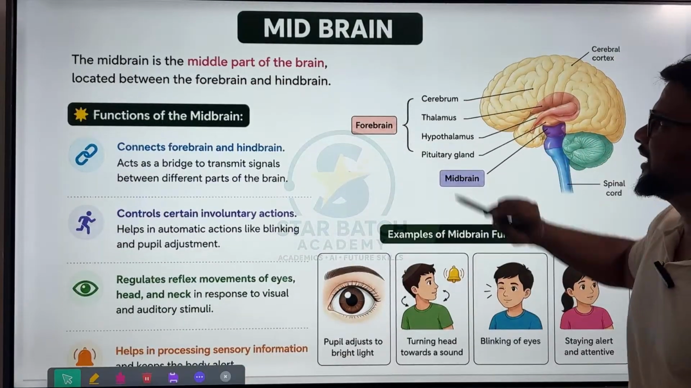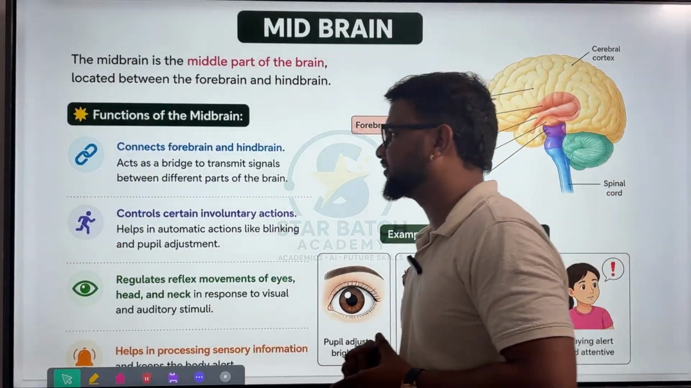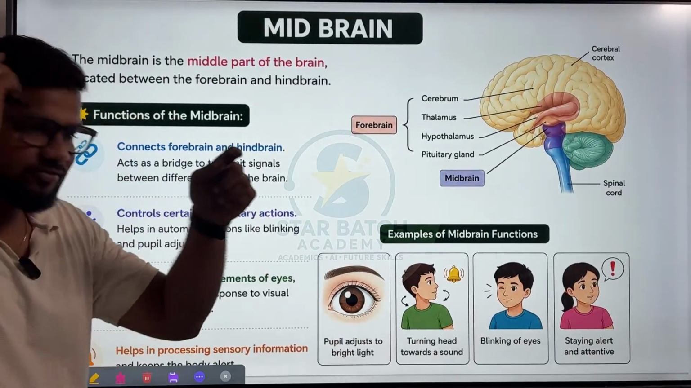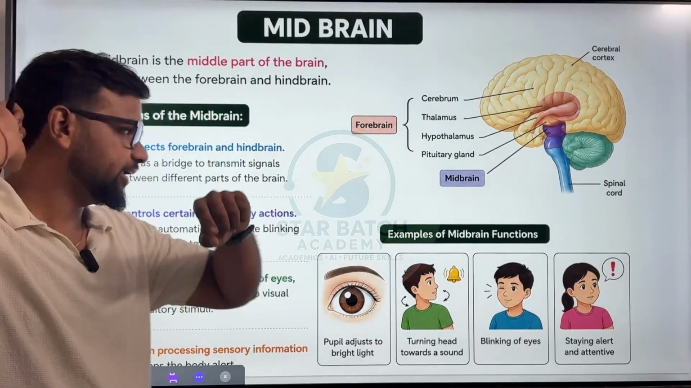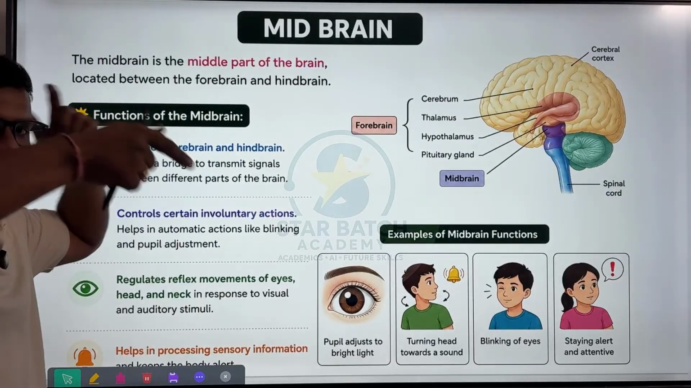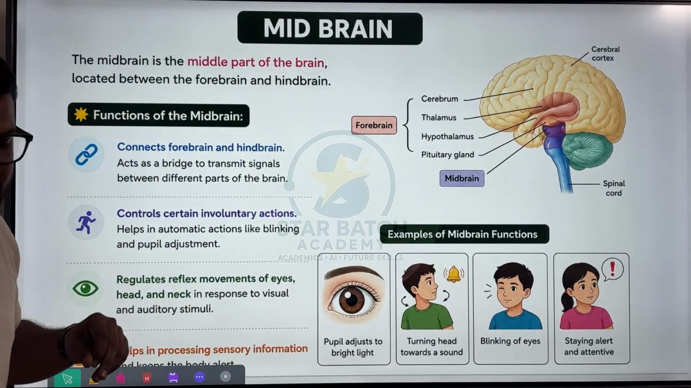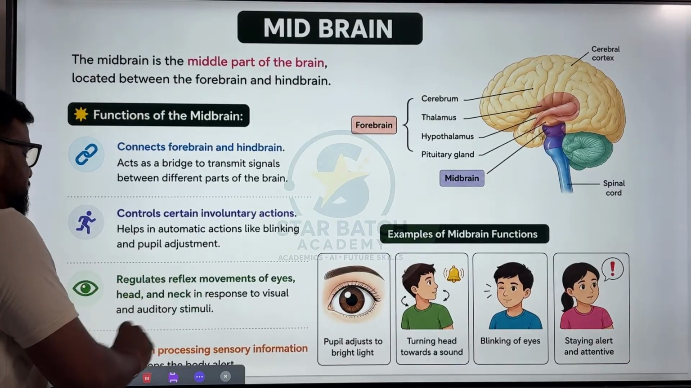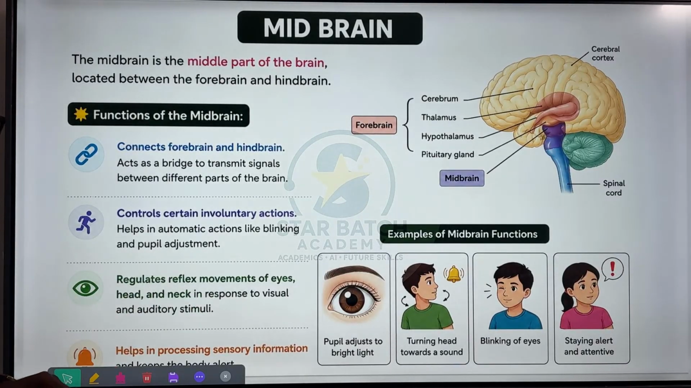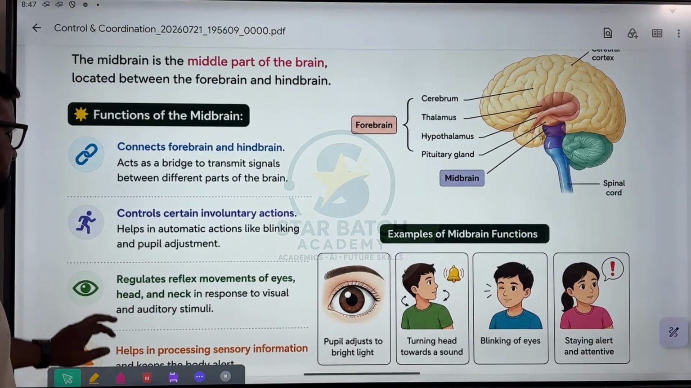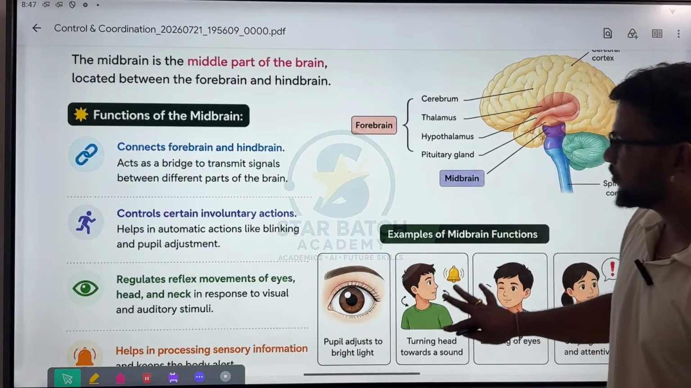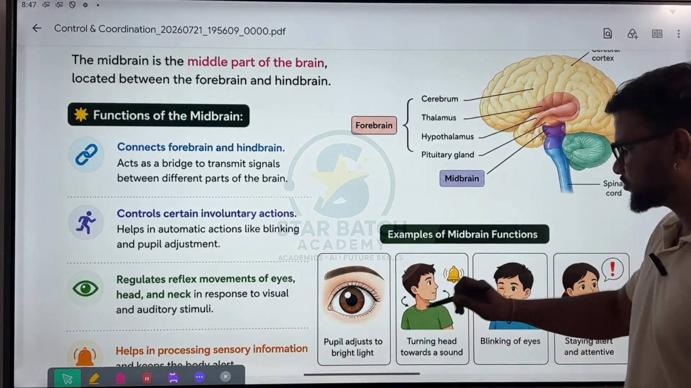हाँ, मिड ब्रेन में क्या हो रहा है यहाँ पे? It actually connects fore and hind brain, okay, forebrain and hindbrain. Clear? By transferring the information here. Regulate reflex movement of eye, head and neck in response to the visual and auditory stimulus. Helps in processing sensory information. Okay, see, we have the examples here. What exactly the midbrain will do?